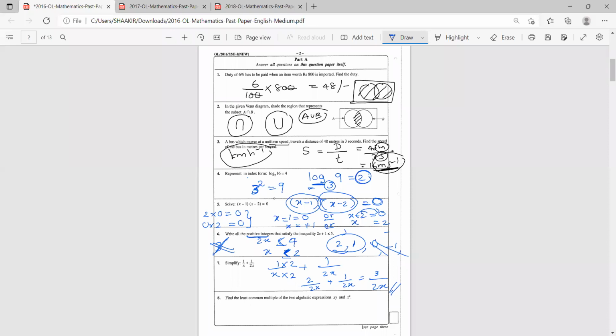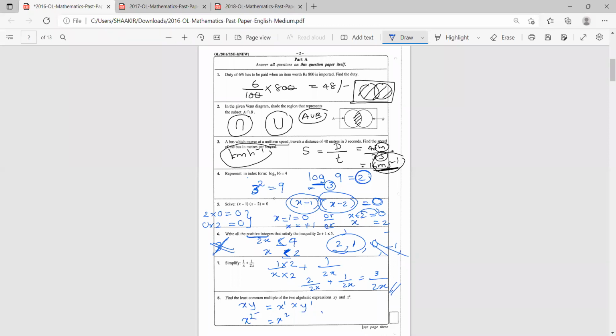Find the least common multiple of the two algebraic expressions xy and x squared. Okay. LCM, least common multiple, means they are asking you to find the LCM. For xy, children, this algebraic term I can write as x to the power 1 multiplied by y to the power 1. That means I'm going to write how many x's are there and how many y's are there as a power. Again here, x squared means children there are 2. Now always when you're finding the LCM, you have to take the highest power.